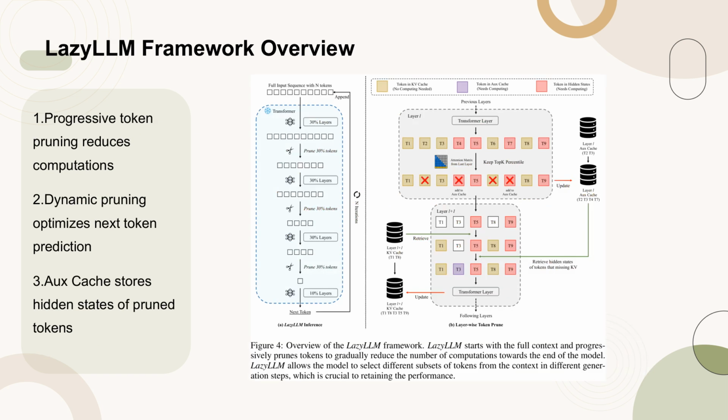Figure 4 illustrates the LazyLLM framework, which begins with the full context and progressively prunes tokens to reduce computational load. This dynamic pruning method allows the model to select different subsets of tokens at each generation step, optimizing next token prediction and maintaining performance. The introduction of AUX cache ensures that hidden states of pruned tokens are stored for potential reuse, minimizing repetitive computation and ensuring efficiency.